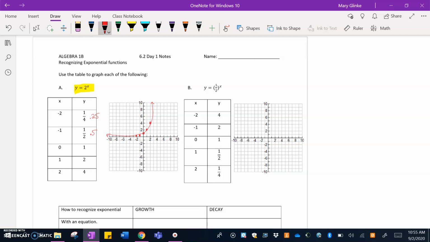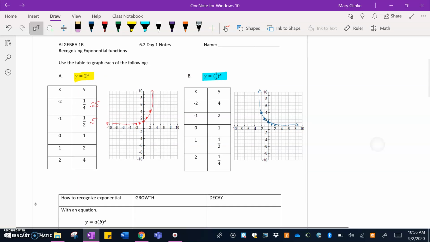We're going to do the same idea here, but now we have a different equation. It's y equals 1/2 to the x. So if you take all of these different values and plug them in, negative 2, you would get 4 back out. If you plug in negative 1, you would get 2 back out. If you plug in 0, you would get 1, 1 comma 1/2, and 2 comma 1/4. And when you connect those, you can see the graph of this exponential function.